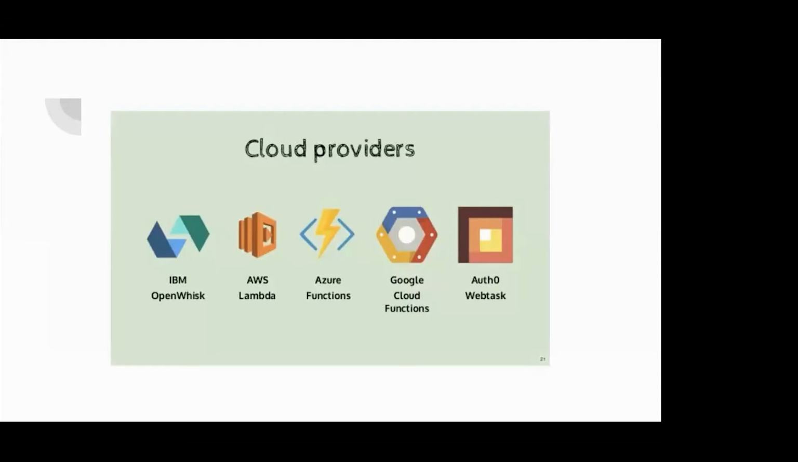So these are a set of providers which give different serverless tools. So we have IBM OpenWhisk, Lambda, which is AWS offering, Azure Functions, Google Cloud Functions, and Auth0 Webtask. So major players are these three. Of all of these three, the biggest is actually AWS Lambda. So AWS Lambda is a function as a service tool.